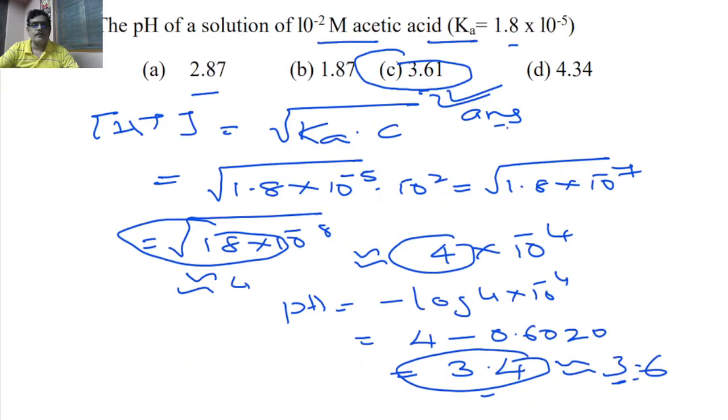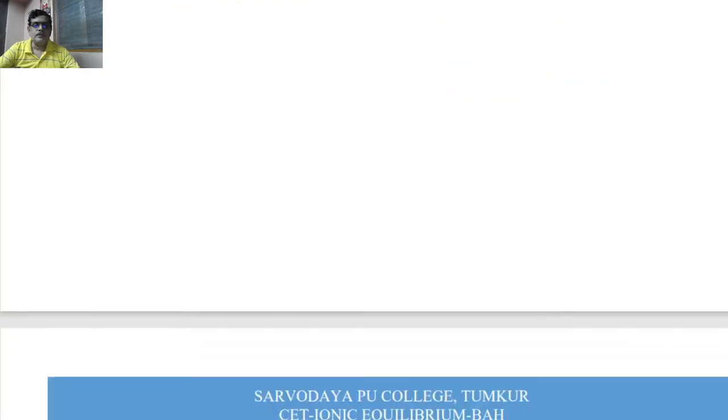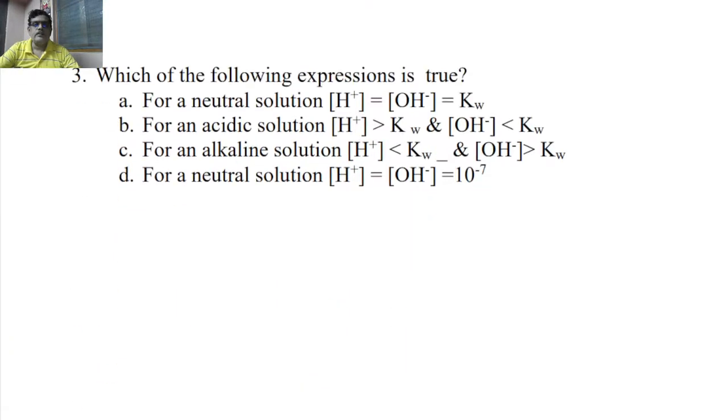The next question, which of the following expressions is not true? For a neutral solution, the product of concentration of H plus and concentration of OH minus is equal to Kw. So the first statement is actually wrong.